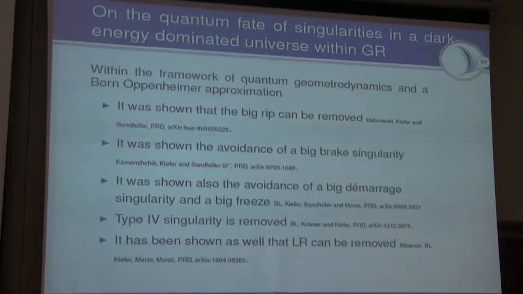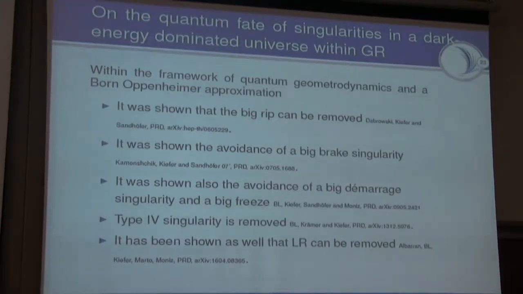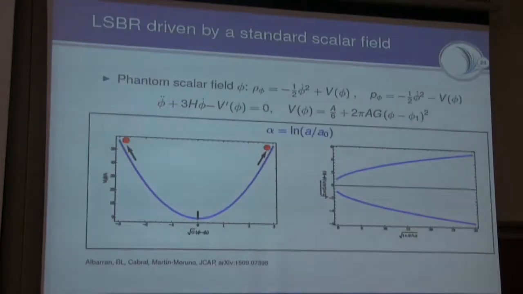For the GR case, from a background point of view, it has already been worked out from the big rip till the little sibling of the big rip. So let me just show you briefly how this is done. Essentially, we need two degrees of freedom, one corresponding to matter, so it can be a scalar field, and one corresponding to the geometry.